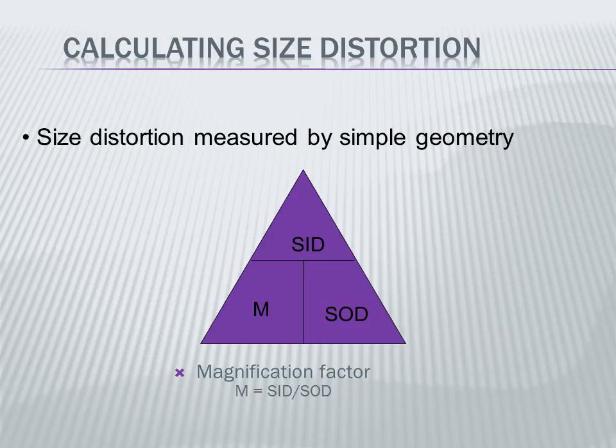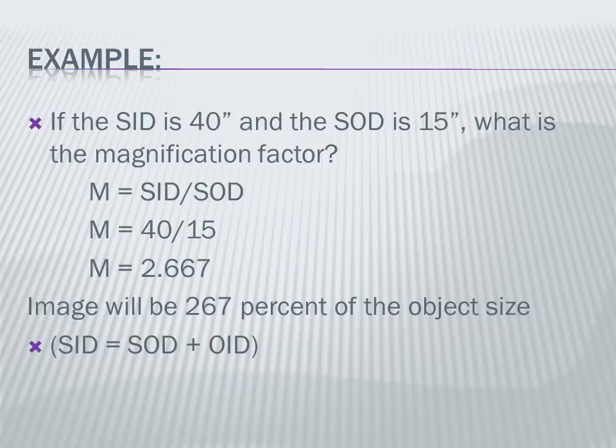Calculating size distortion. Yes, it's going to be on the test. Size distortion is measured by simple geometry. Magnification factor is equal to the SID divided by the SOD. So here's an example. The SID is 40 and the SOD is 15. What is the magnification factor? So again, just plug it in. 40 divided by 15 equals 2.667. The image will be 267% of the object size. Again, another formula that you need to know is SID equals the SOD plus the OID.